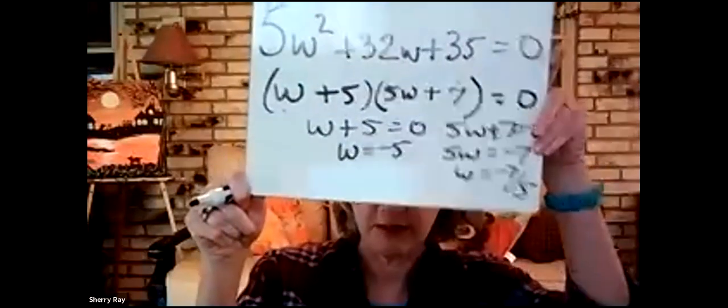A lot of students in this class haven't done factoring in a while. When you set each factor equal to 0 and solve for w, you get -5 and -7/5. So that's how you'd solve it by factoring. And -7/5 is -1.4.